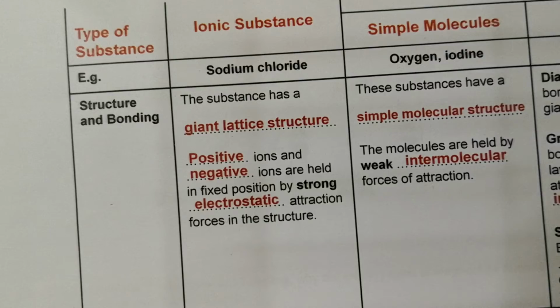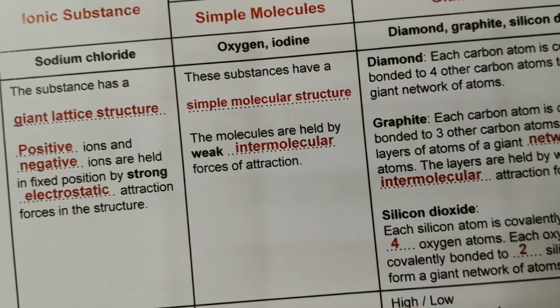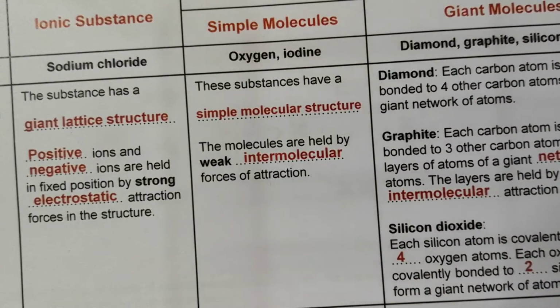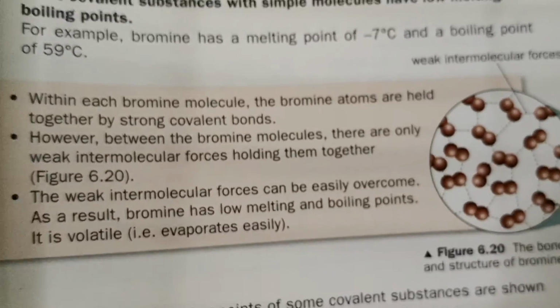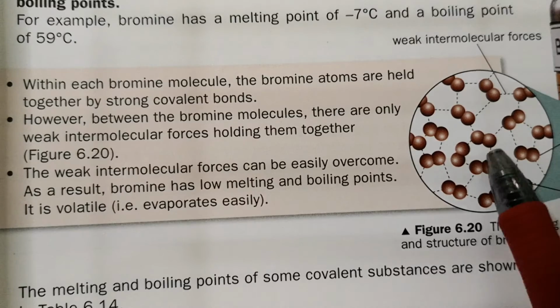This is for ionic substance. Okay, how about for covalent substance? For covalent substance, the structure is called simple molecular structure. So this one in your textbook, this is simple molecular structure.